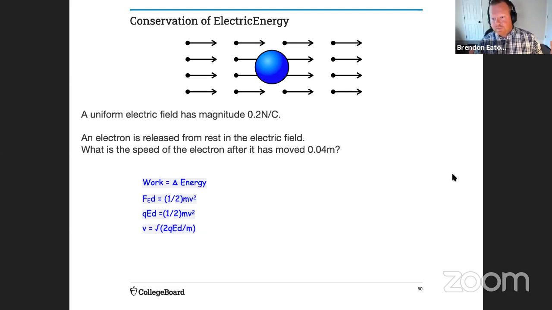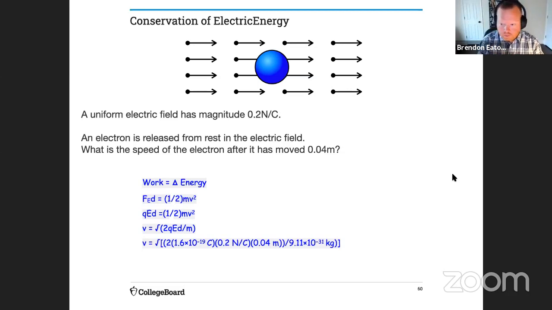And we can just plug some constants in there because we know the charge of the electron, we know the electric field strength, we know the distance, and we know the mass of an electron. And just for fun, if you want to plug that into your calculator, go for it, but I've already got the answer for you. It's 5.3 times 10 to the 4th meters per second. Pretty quick. Electrons are very fast because they are the lightest pieces of matter.